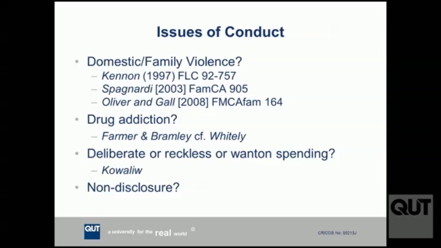What about deliberate or reckless or wanton spending? And this is one of the more controversial ones that tends to come up in practice. So one party, for example, may be saying, look, the other party's gambled in excess of $1,000 per week for the last 10 years we were together, and I believe that this was reckless behaviour and conduct, and she has really had all that she should be entitled to because of the fact that she's blown so much money on, say, the pokies or gambling at the casino.